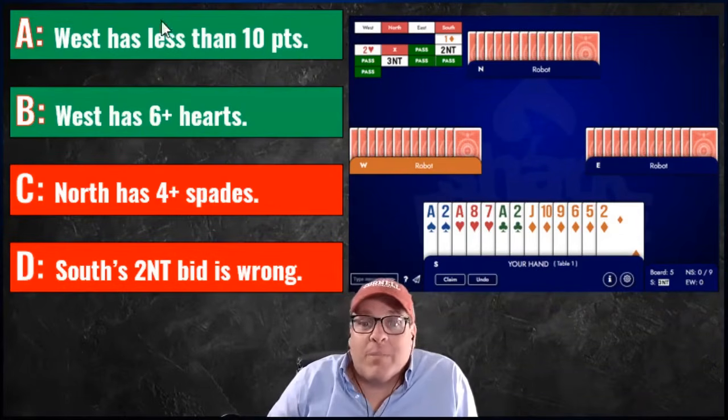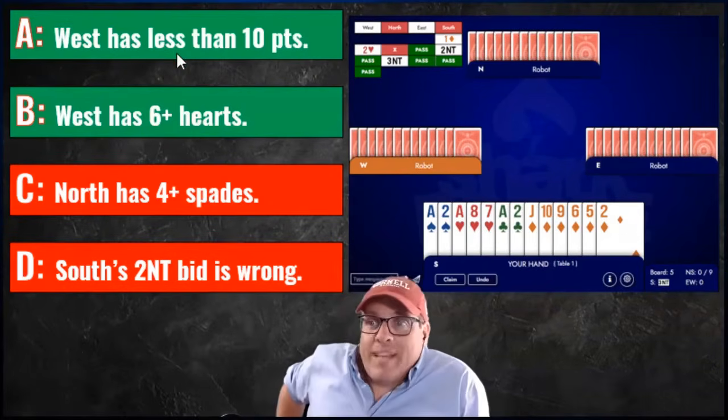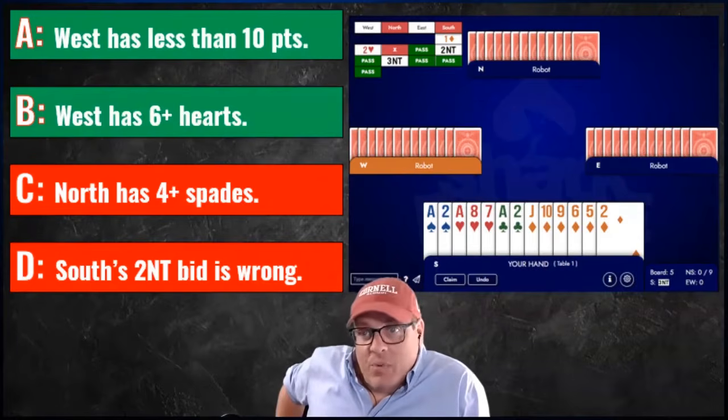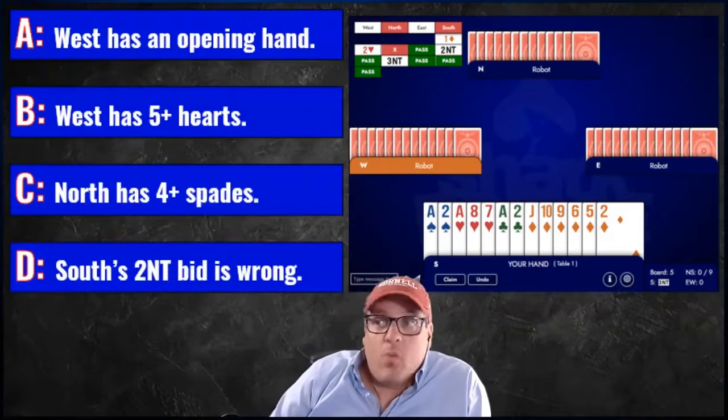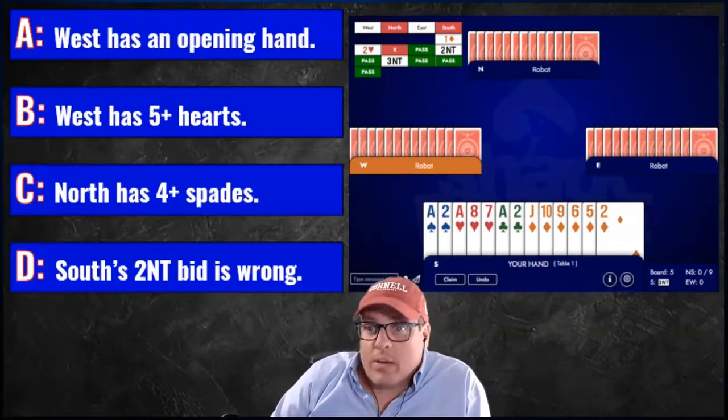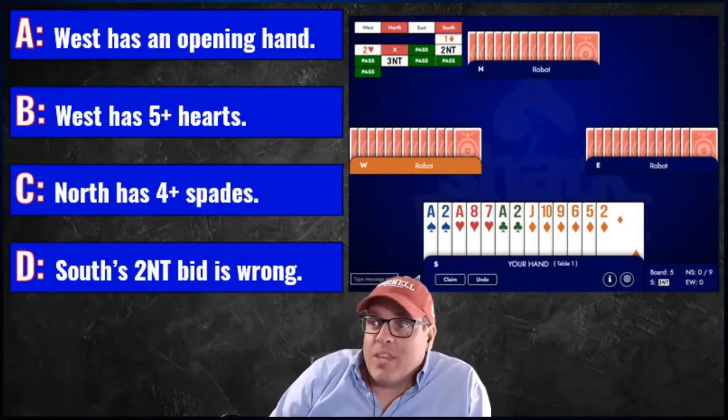These are the true statements. West, in fact, has less than 10 points. West has 6 or more hearts. The previous slide, none were correct. None were correct. All are red. This was one I had changed on one slide, but not the other. But yes, nothing was correct here, because let's think about what West's 2 hearts shows.